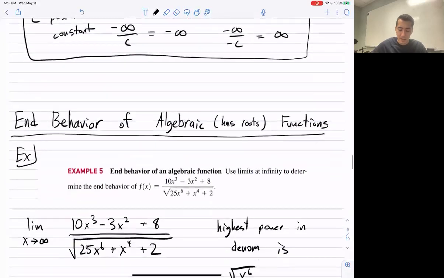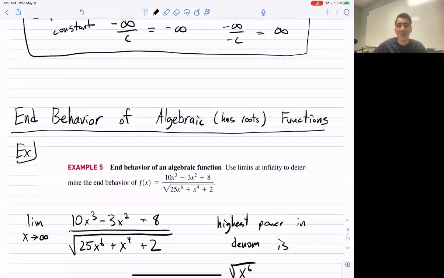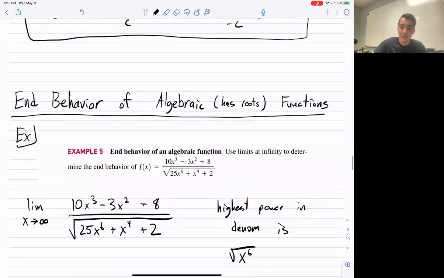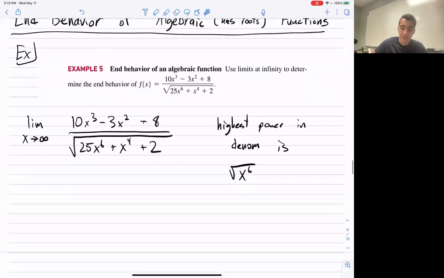Finally, I think I have a couple more examples, but let's talk about end behavior of algebraic functions. Algebraic functions are ones that have roots, so they're not just polynomials or polynomials over polynomials. And so let's take the limit as x goes to infinity of this guy. The highest power in the denominator is this, right? But what is the square root of x to the 6? Well, because x is positive, we're dealing with positive things.